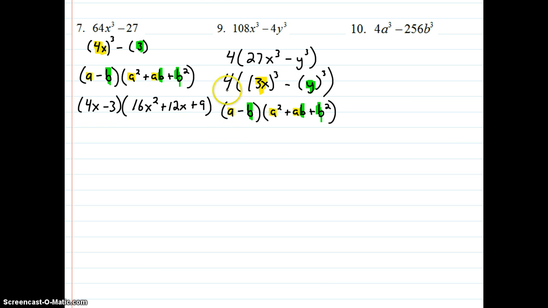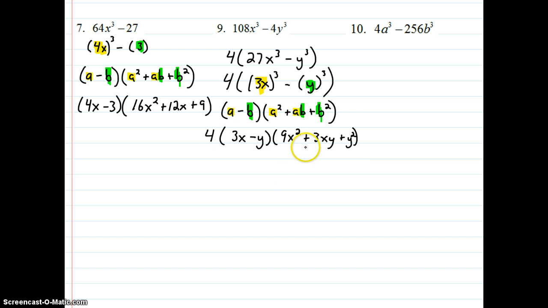And now we just plug it in. So don't lose this 4. Write the 4 in the front. And so now the a is 3x. The b is y. The a is 3x, so 3x squared is going to give us 9x squared. The a times b, 3x times y, is going to give us 3xy. And the y squared will just be plus y squared.